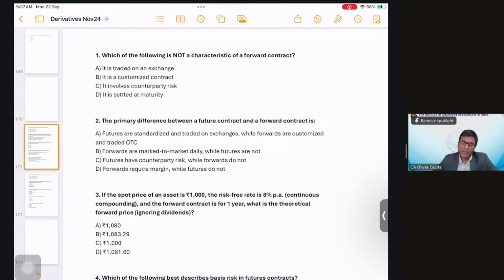Which of the following is not a characteristic of a forward contract? It is traded on an exchange. It is a customized contract. It involves counterparty risk. It is settled at maturity. Come on, students. You can just write in the chat box what is the right answer according to you.